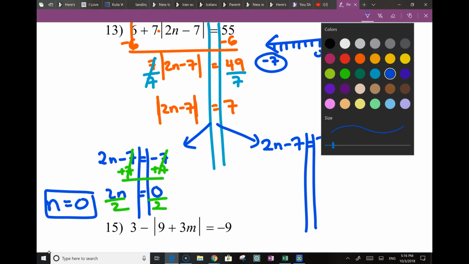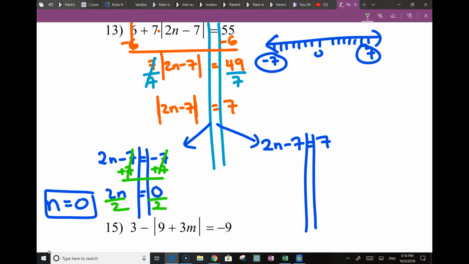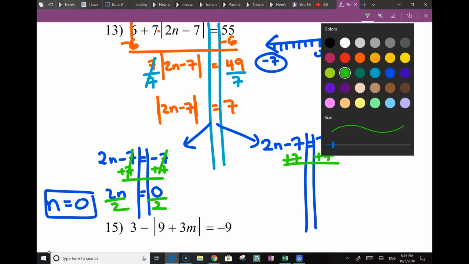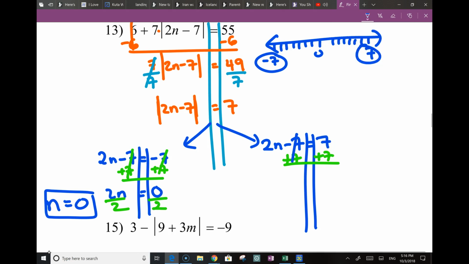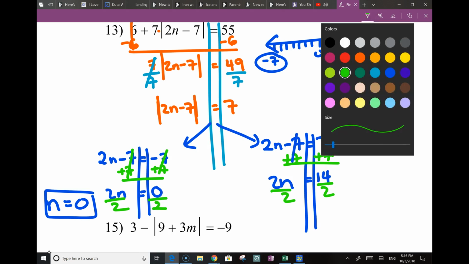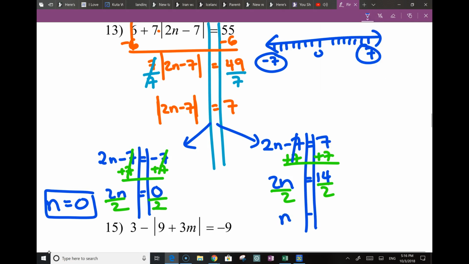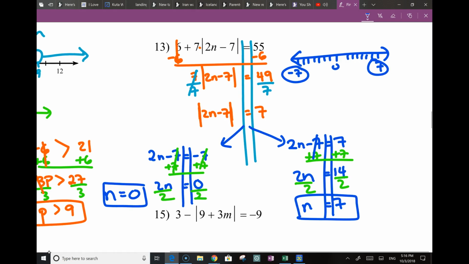There's a second one coming up, and it has to come from the other mini equation. So by adding 7 to both sides here, that goes away. What I get is 2n is equal to 14. Then when I divide by 2 here and there, what I get is my second answer, which is n is equal to 7.